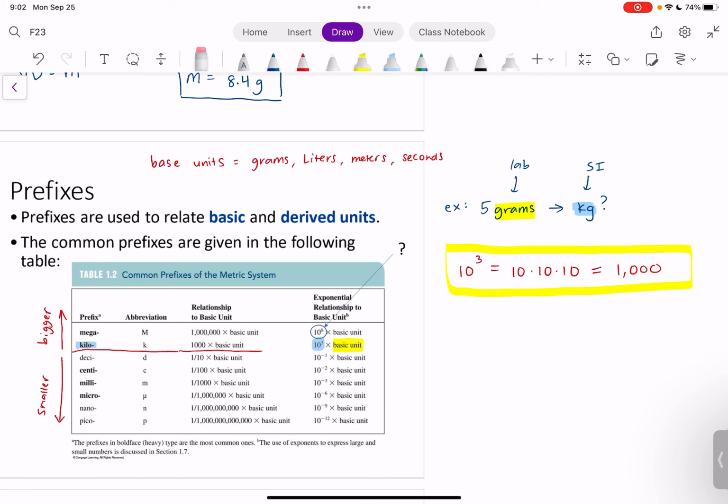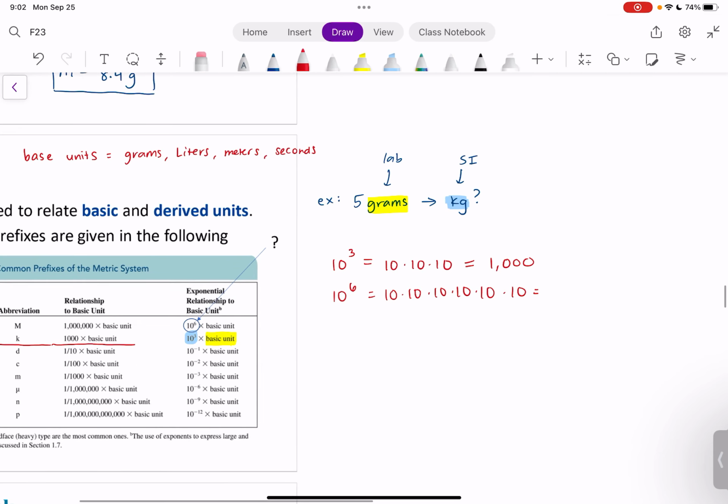So 10 to the 6, just above that, is 10 times 10 times 10 times 10 times 10 times 10. Is that 6? Yes. Which is what? 1,000,000. What you'll notice is that when you have 10 to some number, the amount of zeros after your 1 is equal to the exponent that you have written there. So 10 to the third is equal to 1,000, which is 3 zeros. 10 to the 6 is going to be 1,000,000, with 6 zeros.